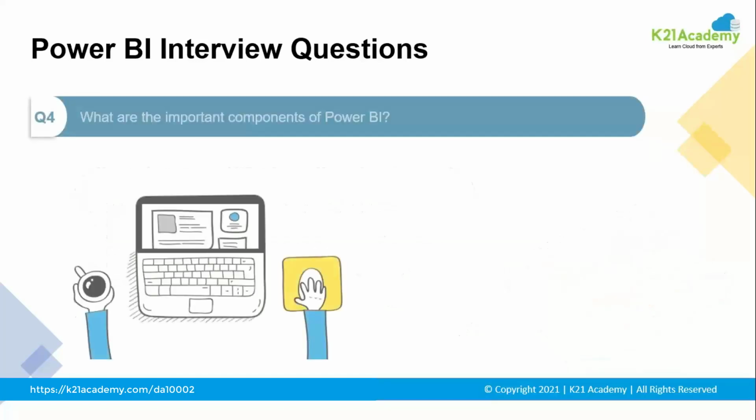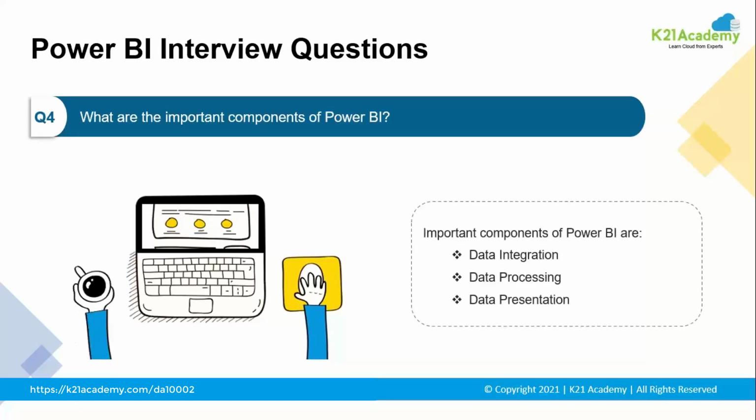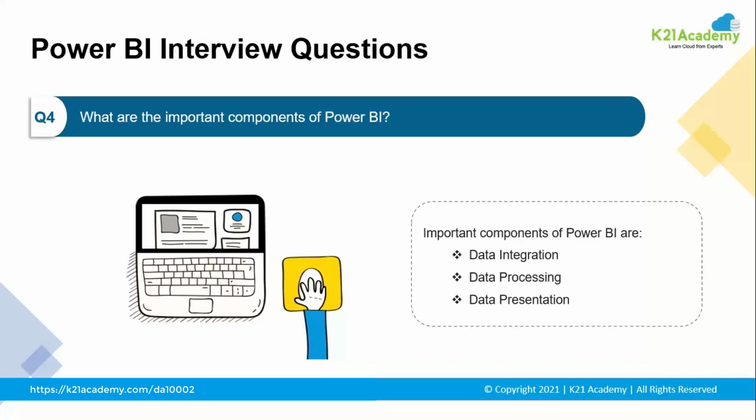Moving ahead to the next question, what are the important components of Power BI? Here are some of them. First is data integration, data processing, and data presentation. What does data integration mean? We can use multiple filters to create a basic relationship between two types of data. In data processing, as I mentioned earlier, with the help of filters we can do some modifications and pre-process the data. Finally, we can use the pre-processed data in a visualized format to generate meaningful information.